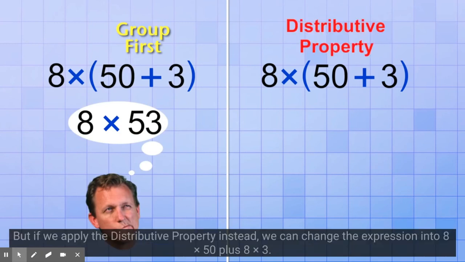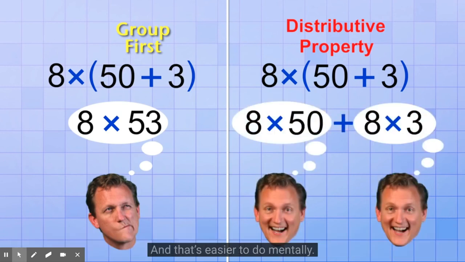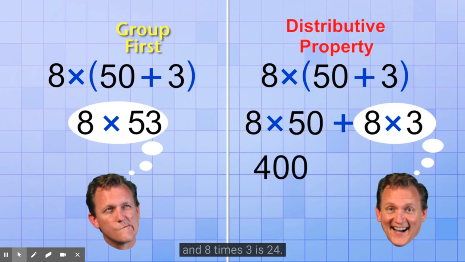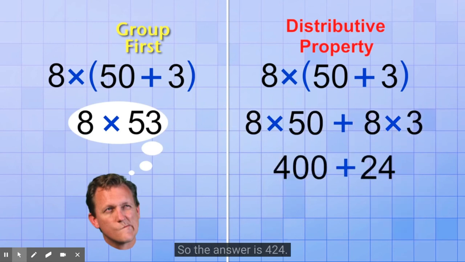But if we apply the distributive property instead, we can change the expression into 8 times 50 plus 8 times 3, and that's easier to do mentally. 8 times 50 is 400, and 8 times 3 is 24. So the answer is 424.